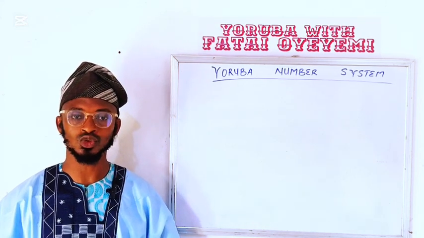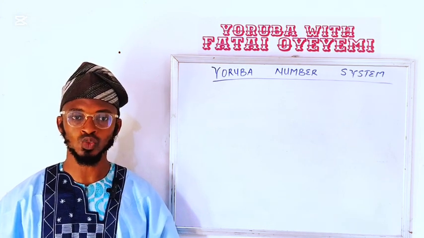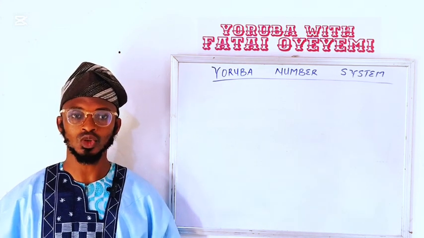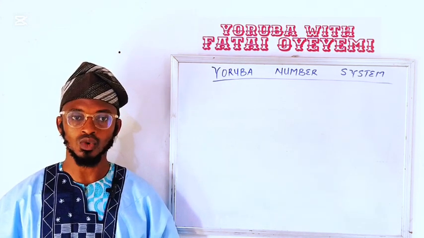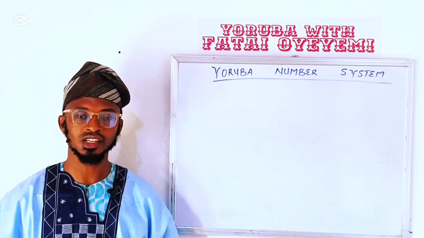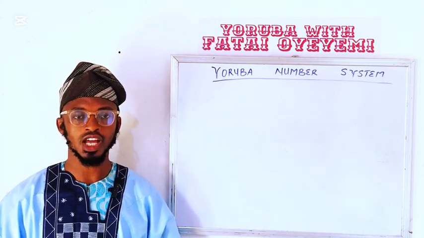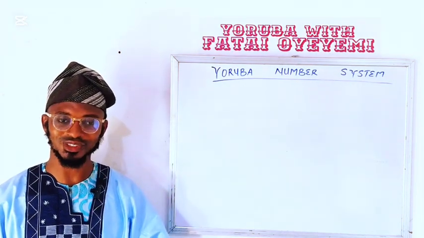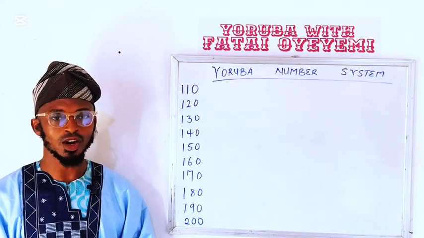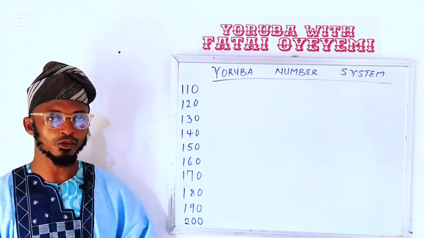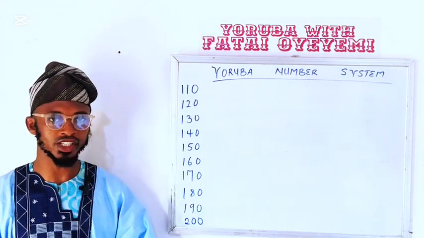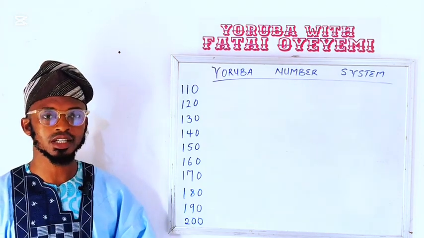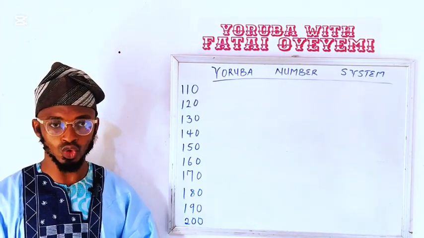And when I say we are going from 100 to 200, it doesn't mean we are going to count 101 to 200. We're just going to take the whole digits in between. So we are learning 110, 120, 130, 140, like that, straight to 200. Without further ado, let's get the numbers on the board and we'll come back to the explanation. Now, we have our numbers on the board from 110 to 200. So basically what we are doing is looking at these numbers. How do you call them in Yoruba language?